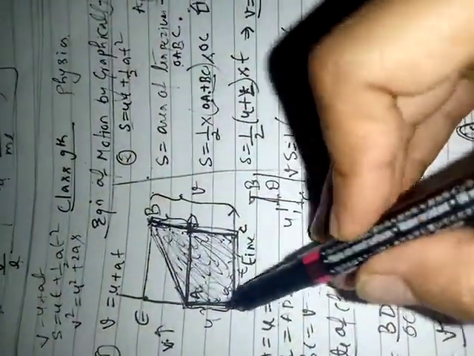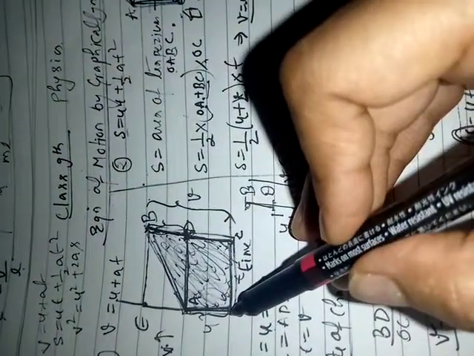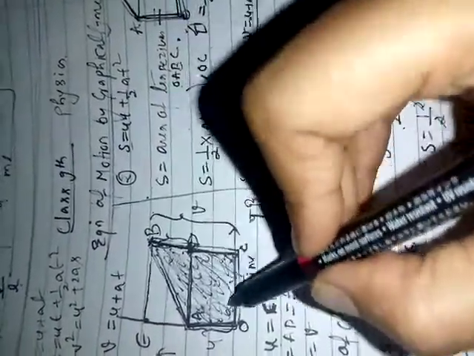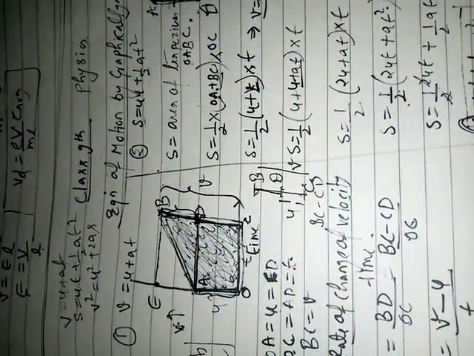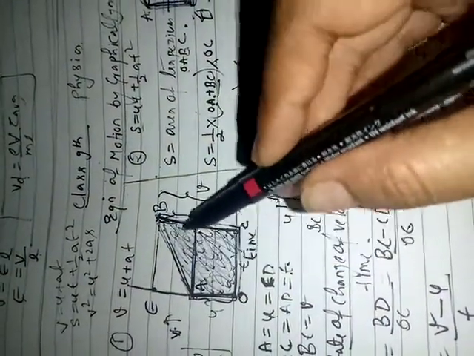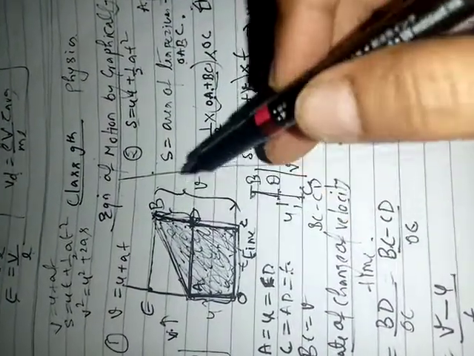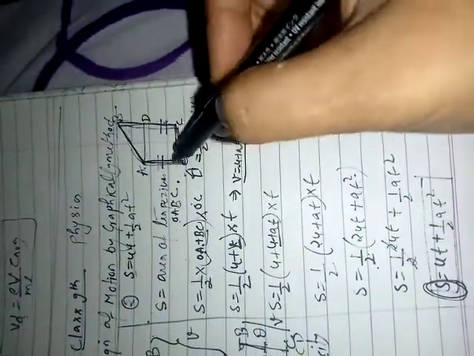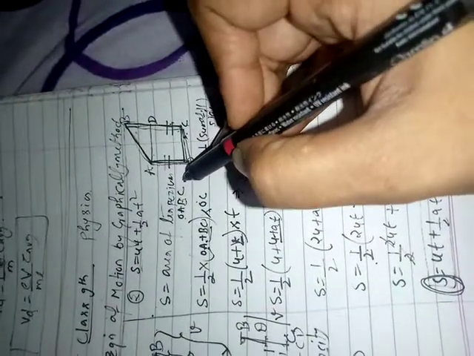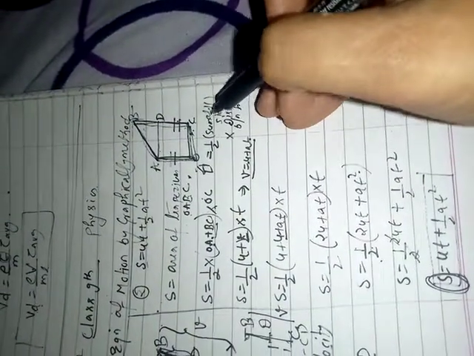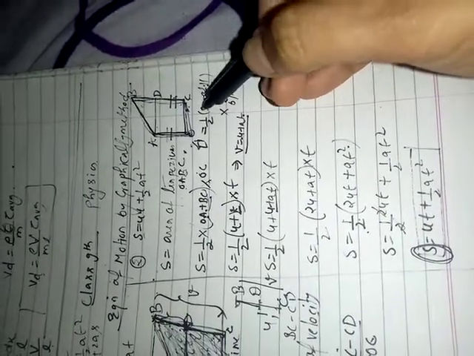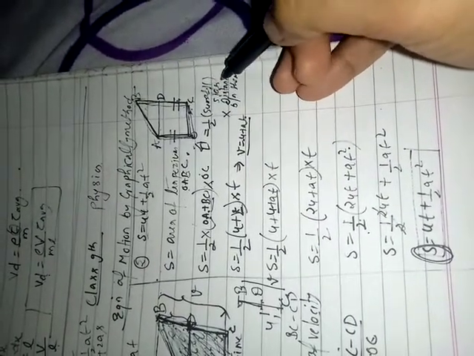The second one will also be derived with the help of the same graph. Now you can see the total area covered is this shape. Which shape is it? It is a trapezium. You can see the shaded area. So the total area covered, s, we can write as the area of a trapezium. What is the area of a trapezium? Half into the sum of parallel sides into the distance between them.